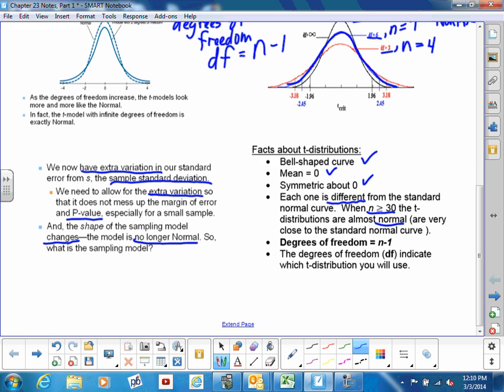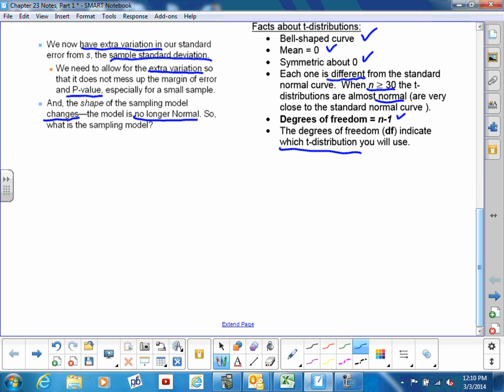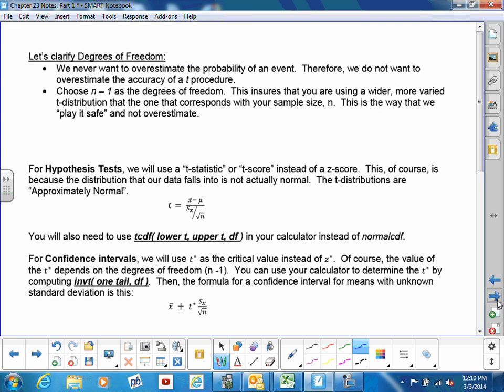The degrees of freedom is n minus 1. And the degrees of freedom are telling us which t-distribution will be used, so which particular curve will get looked at. All right, so turn the page. And I just want to explain to you why degrees of freedom is n minus 1. I just want to make sure you've got that understanding.